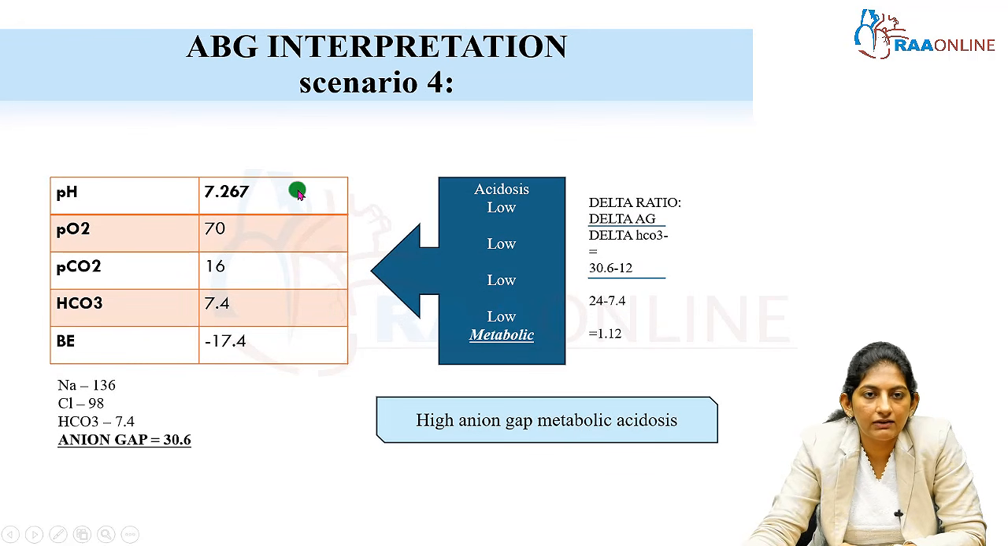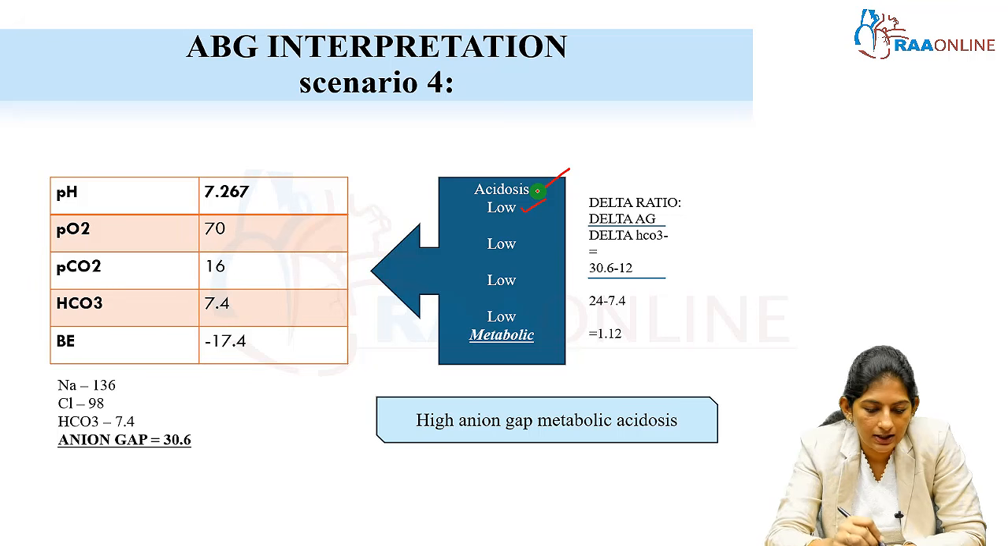Next, pH is 7.267. So is this acidosis or alkalosis? This is acidosis. PO2 is 70. It is low. This is a hypoxemic condition. PCO2 is 16. PCO2 is low. So this is not respiratory acidosis. Bicarbonate is 7.4, very, very low.